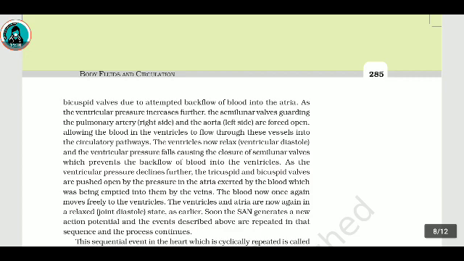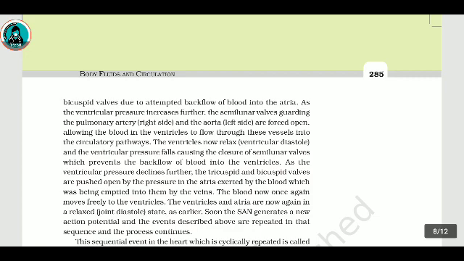The ventricles now relax, ventricular diastole, and the ventricular pressure falls, causing the closure of semilunar valves, which prevents the backflow of blood into the ventricles. As the ventricular pressure declines further, the tricuspid and bicuspid valves are pushed open by the pressure in the atria exerted by blood which was being emptied into them by the veins. The blood now again moves freely to the ventricles. The ventricles and atria are now again in a relaxed joint diastole state as earlier.